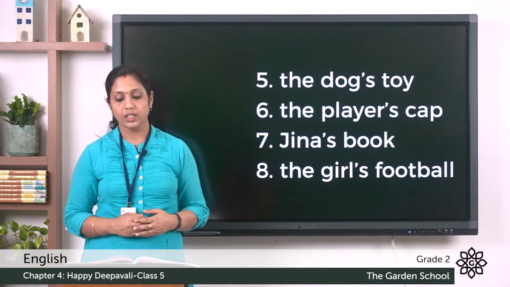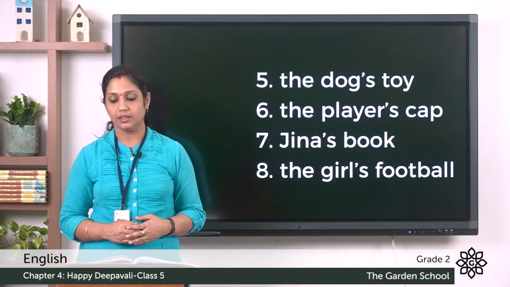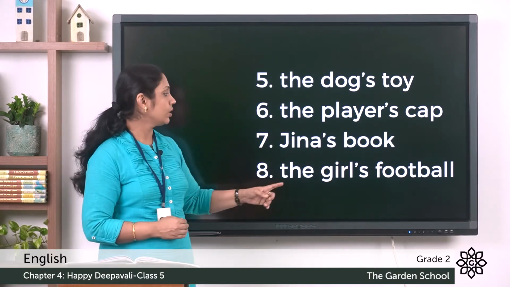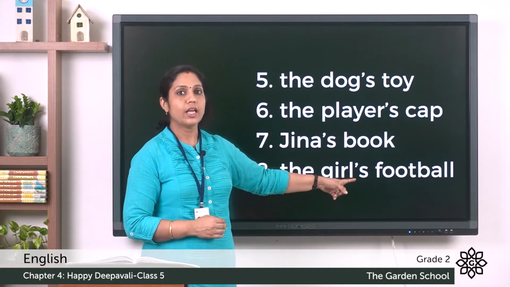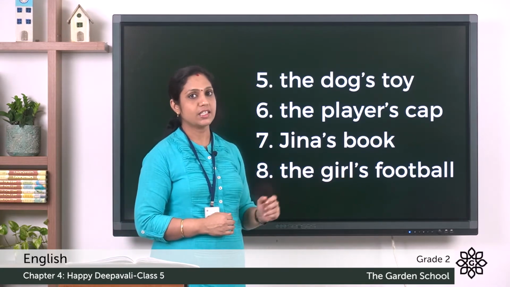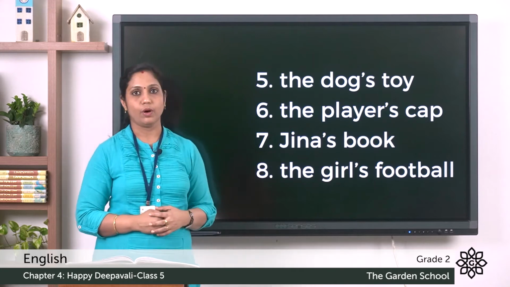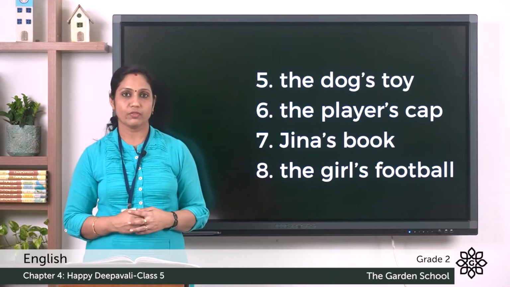And the eighth one, the football that belongs to the girl, the girl's football. So, girl's, L, S. In between L and S, insert the apostrophe, the girl's football. So, hope the apostrophe is clear to you.